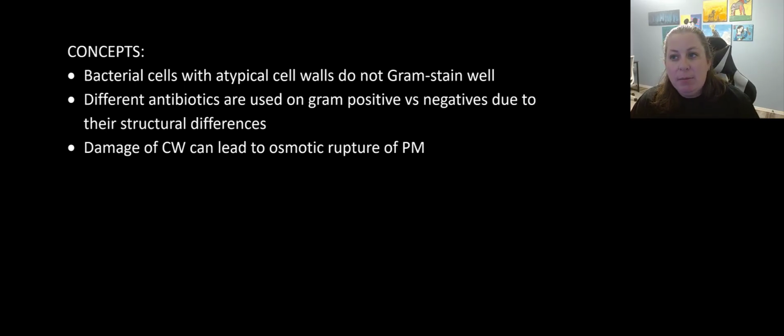So some concepts here before we get into some gram reaction examples. Bacterial cells with atypical cell walls, the ones that are different types of cell walls, they don't gram stain very easily. And so because of that, we have to use different staining techniques. Different antibiotics are used on gram-positive versus gram-negative, and this is due to the structural differences of the cell wall. So not all antibiotics are going to work great against every type of bacteria. And damage to the cell wall can lead to what we call osmotic rupture of the plasma membrane, where the cell actually can be destroyed, right? And so poking holes in the cell wall allows your body to help destroy that bacteria.